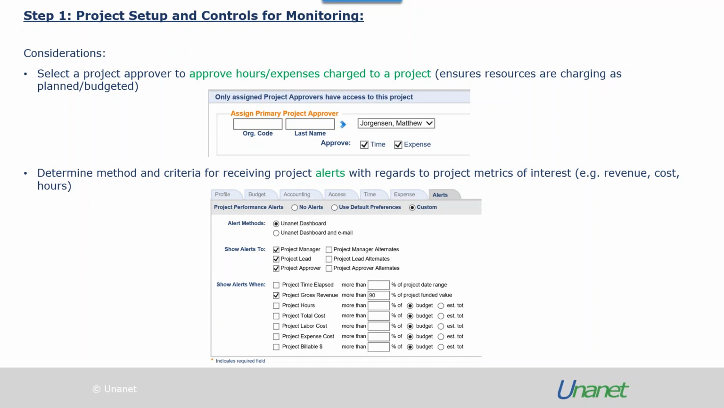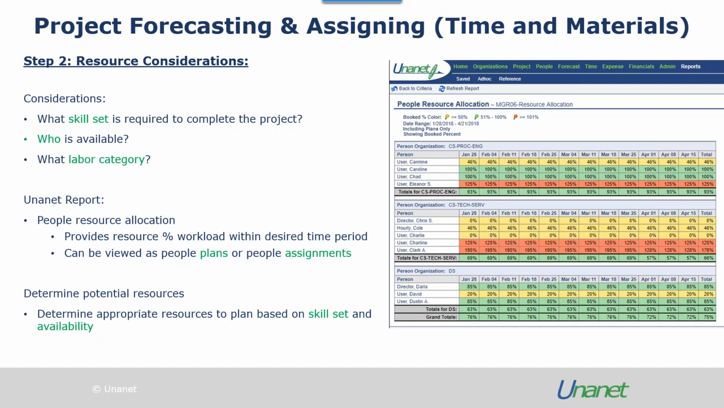And finally, you can set up alerts with regards to the project metrics of interest. So for example, this grid shown here shows an alert that has been set up to notify the project manager, the lead, and the approver when the gross revenue has exceeded 90% of that funded. These are just all examples of the controls that can be put into place during the project setup.